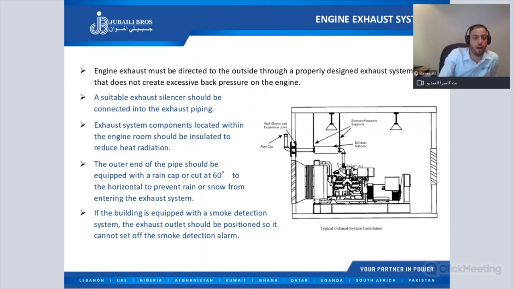So the engine exhaust pipe must be directed to the outside through a properly designed exhaust system that does not create excessive back pressure on the engine. So we must have a proper exhaust system to avoid any back pressure on the system. Later on, I will show you how to calculate the back pressure for your exhaust system. A suitable exhaust silencer should be connected in the exhaust piping.